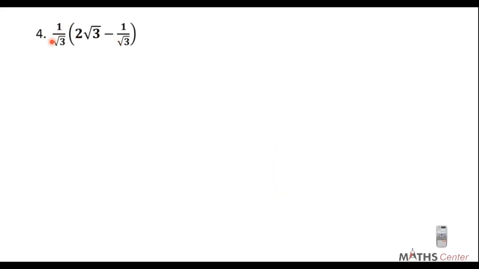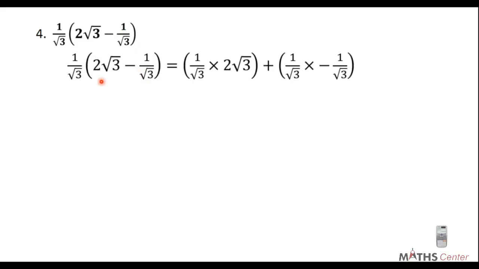We have 1 over square root of 3 into bracket 2 root 3 minus 1 over root 3. So once again, we open the bracket with this. So we multiply what is outside the bracket with what is inside the bracket. So we have 1 over root 3 times 2 root 3 here, then plus 1 over root 3 times minus 1 over root 3. Then we do the multiplication.